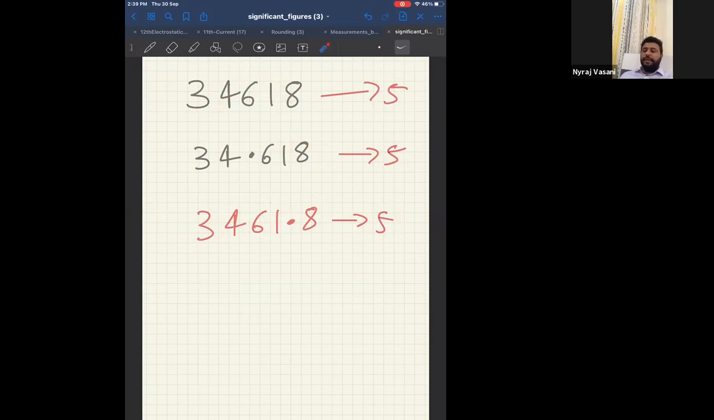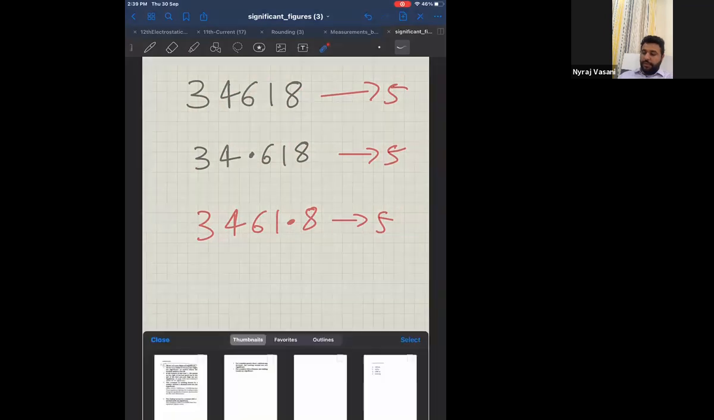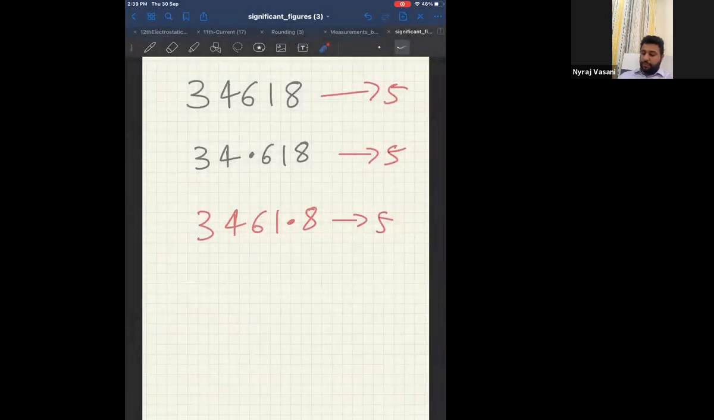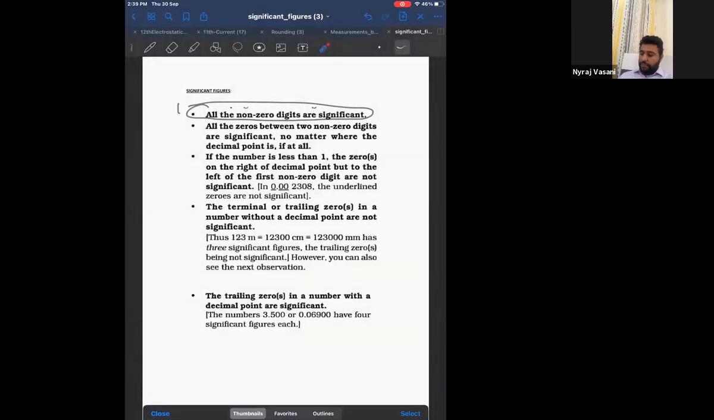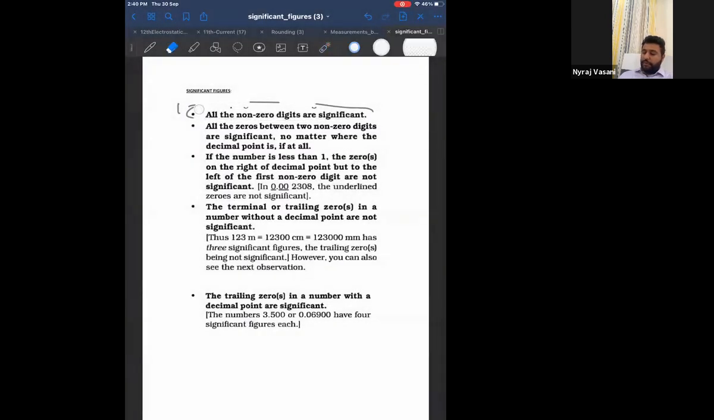Understood? Now, write down rule number 2. On the screen, I will show you rule number 2. Copy rule number 2 as it is. After that, we will discuss. See, this is rule number 2 in bold. Copy this as your rule number 2. All the zeros between two non-zero digits are significant, no matter where the decimal point is, if at all.